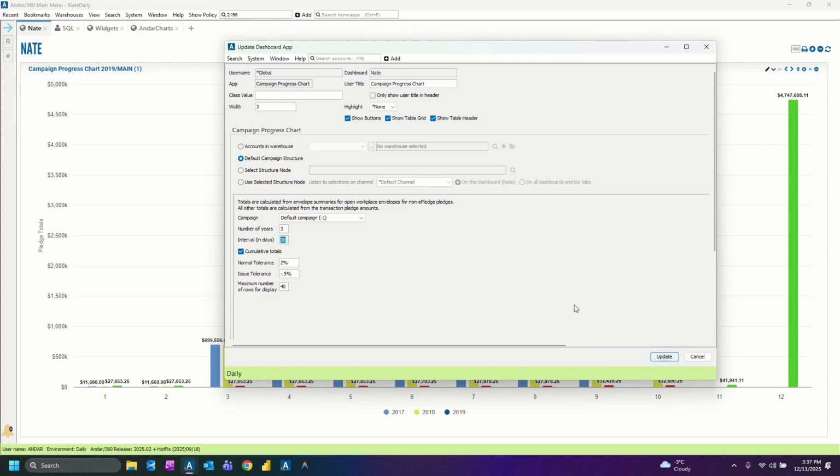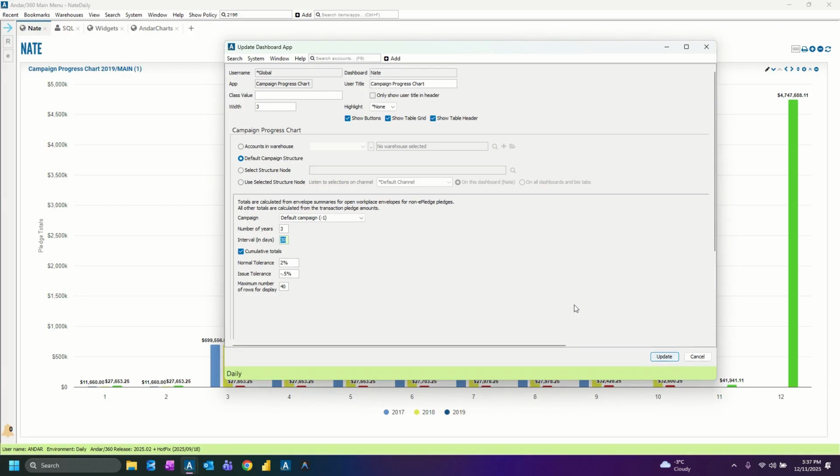Now, the one piece that's missing here is we don't have anywhere on screen right now where you can configure when your campaign starts and when your campaign ends. In the United Way world, we know we've got campaign years, we've got fiscal years, we've got calendar years.